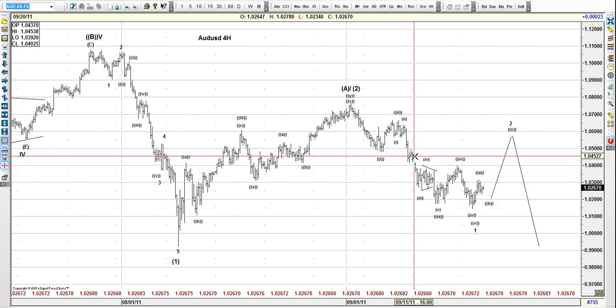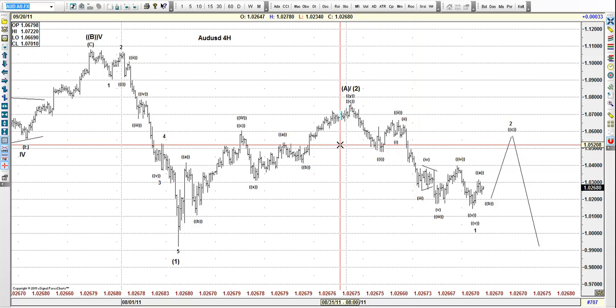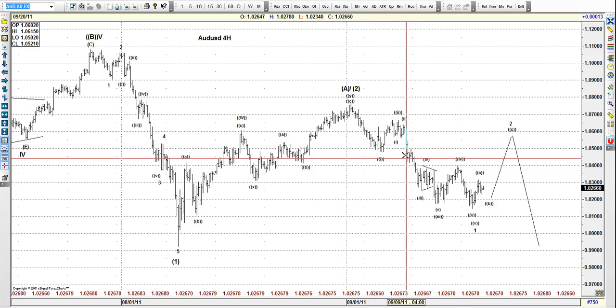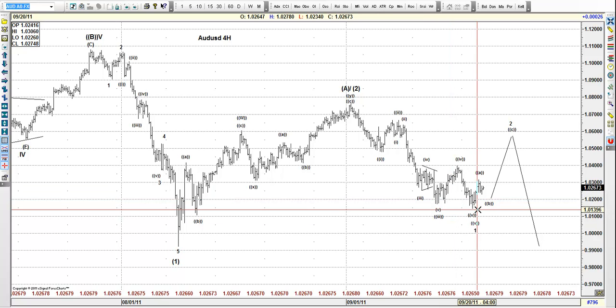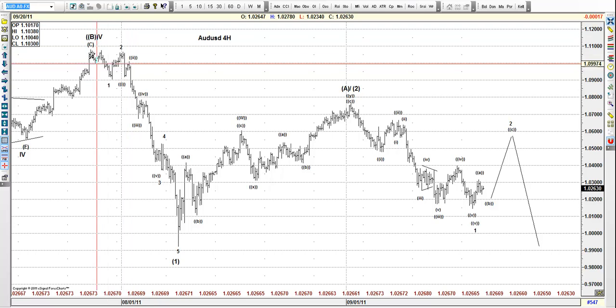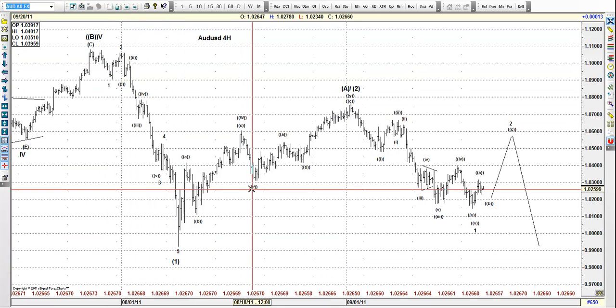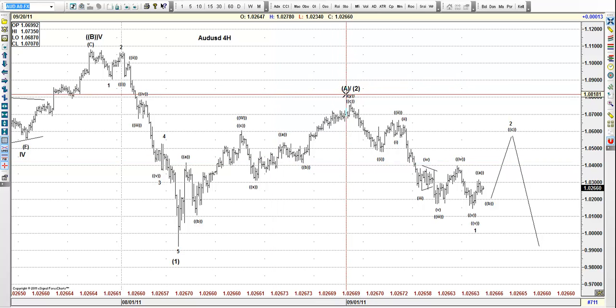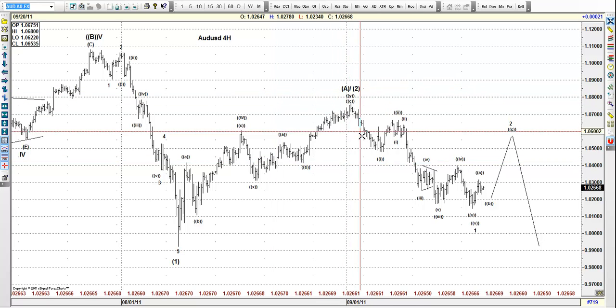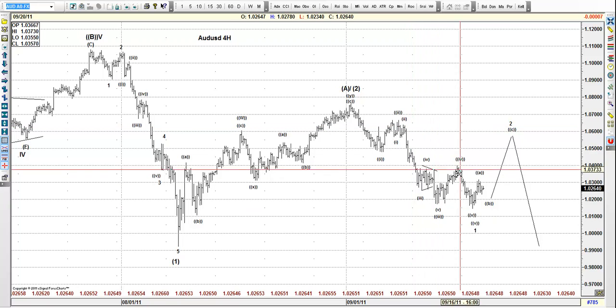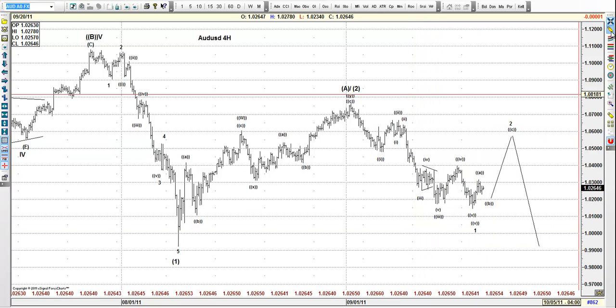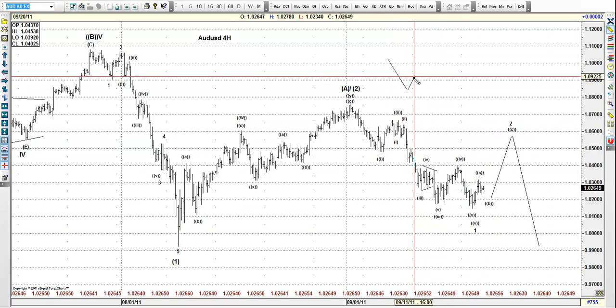Guys, very simple. We're gonna start with the most clear structure in the market, and I believe that tonight is gonna be the Aussie dollar. If you see right here, it shows 1, 2, 3, 4, 5. This is 1, A, B, Z, and a double zigzag, and then it shows a clear 1, 2, 3, 4, 5.